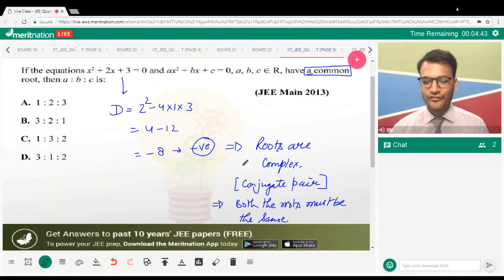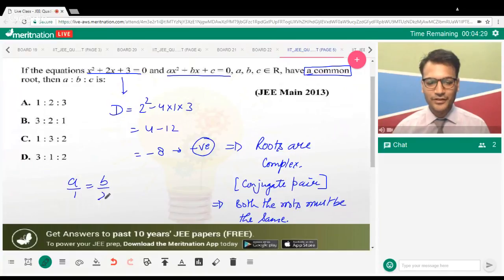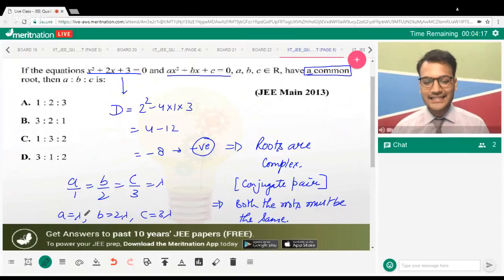Right? If both the roots are the same, that implies these two equations are identical equations. And if the equations are identical, the ratio of the coefficients will be the same. So a upon 1 is equal to b upon 2 is equal to c upon 3, which if I say is equal to lambda, therefore we can say a is equal to lambda, b is equal to 2 lambda, and c is equal to 3 lambda. Hence a is to b is to c can be seen as 1 is to 2 is to 3. The correct answer to the question is A. I hope most of us are clear with it.